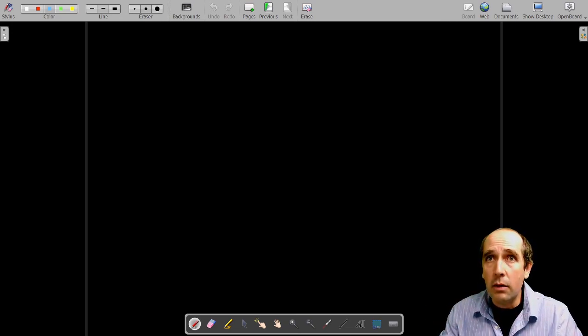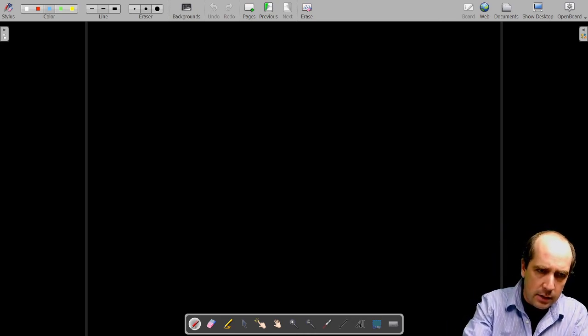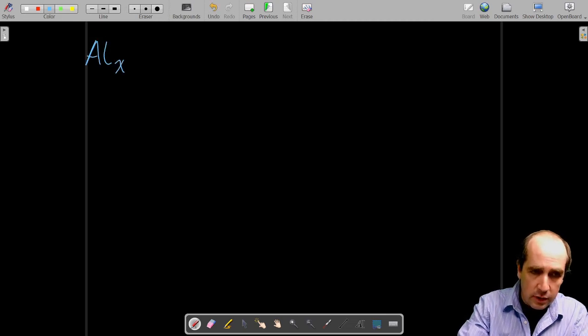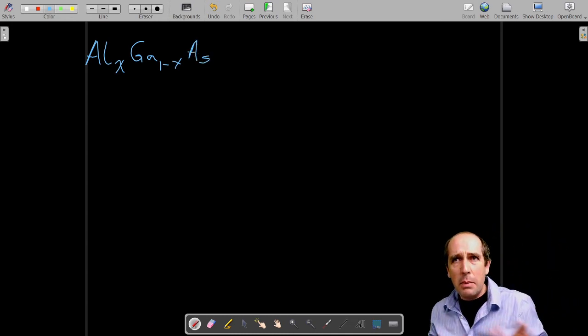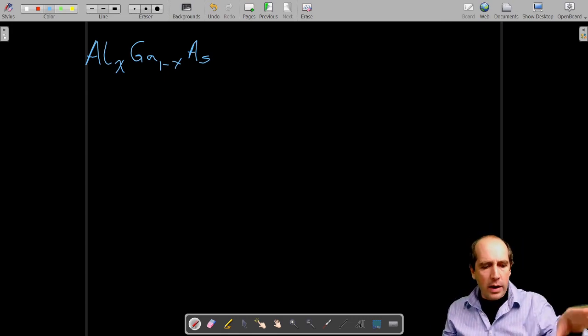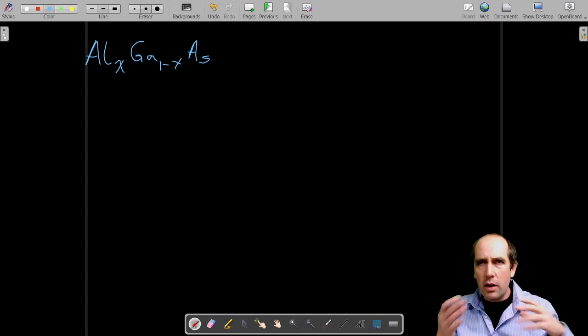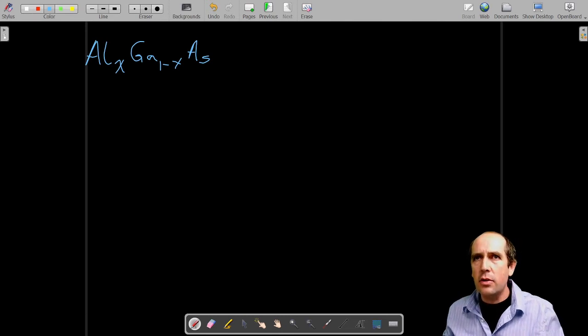However, one can make what are called ternary materials, and they are denoted like this. So, for example, aluminium, and I put an x there, gallium 1 minus x arsenide. And this looks like a strange chemical formula. Chemical formulas usually have integer numbers. So you have one aluminium atom and 3 gallium atoms and arsenic or whatever, but they are usually integer numbers. And this x number is actually a fraction. It's a fraction that goes between 0 and 1.